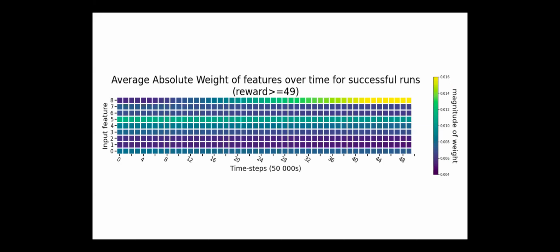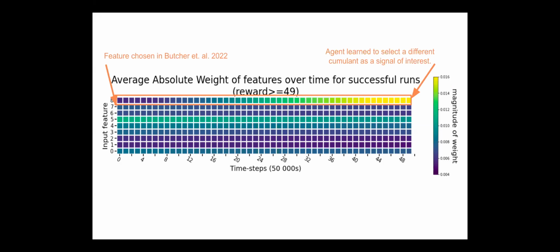And you can see that they start equally and randomly distributed, and over time, one feature really dominates the specification of the cumulant, which is interesting because the feature chosen in the originating paper by the human designers, Butcher et al. 2022, was feature number 7. And instead, the agent learned to select a different cumulant as its signal of interest.